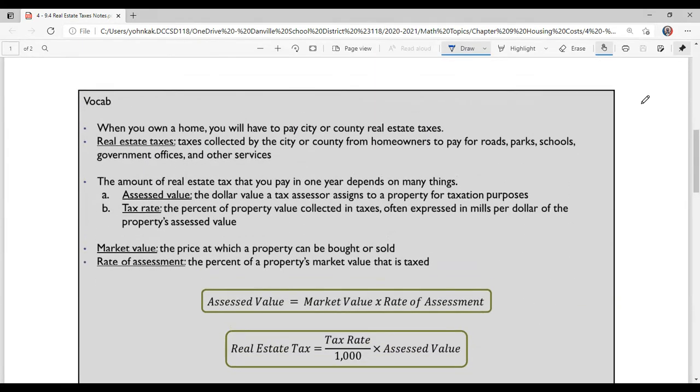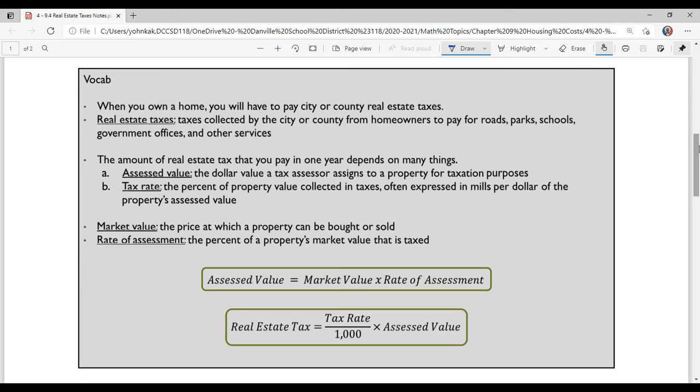So when you own a home, you will have to pay city or county real estate taxes. And real estate taxes are collected by the city or county from homeowners to pay for roads, parks, schools, government offices, and other services. The amount of real estate tax that you pay in 1 year depends on many things.